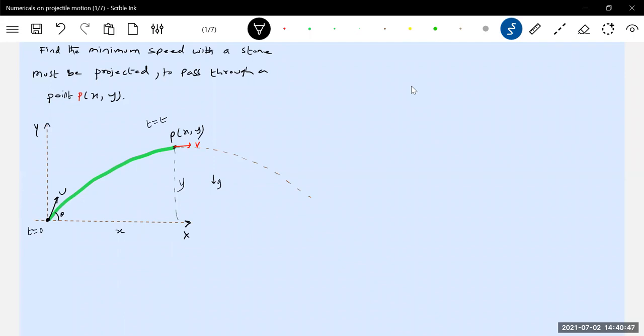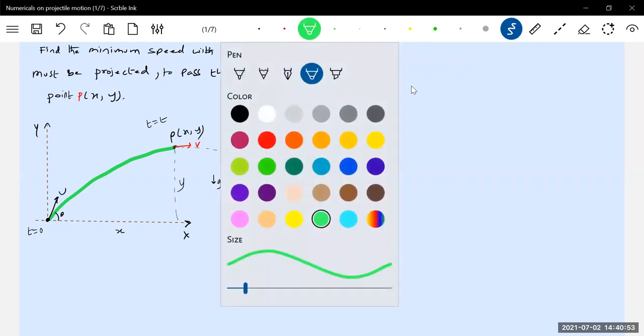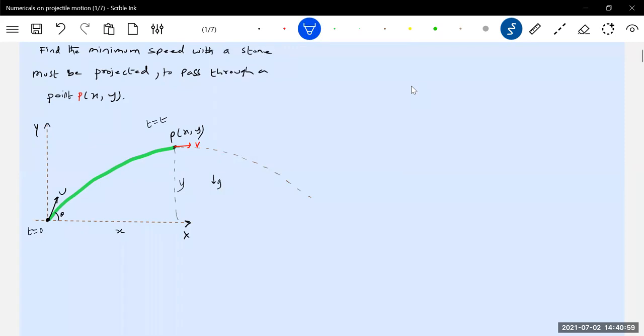Okay, let me start this one. Let x equal u cos theta t and y equal u sin theta t minus half g t square. I think everyone knows this will be the equation of trajectory. Let me substitute the value of x in this, so then we'll end up with y equal to x tan theta minus g x square by 2u square cos square theta.